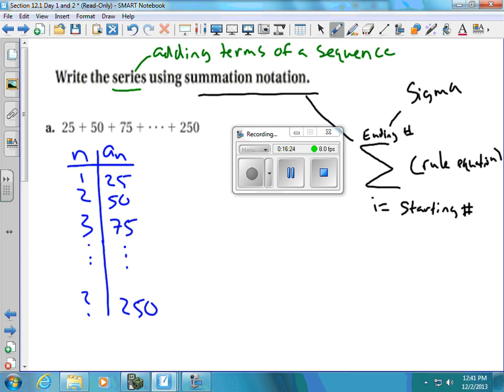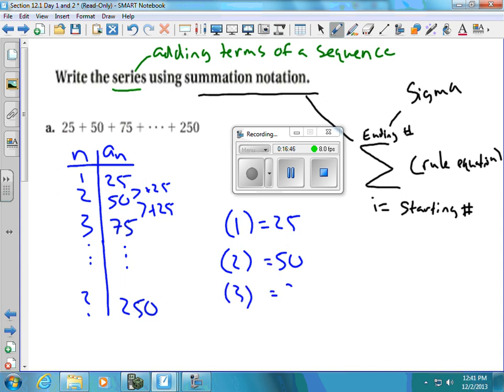Okay, so let's see what's happening here. It looks like we're adding 25 each time. Looks good to me. So the rule: we input 1, I get out 25. I input 2, I get out 50. I input 3, I get out 75. So what are we doing to go up? If we're adding 25 over and over again, that means 25 times 1, 25 times 2, 25 times 3. So our rule appears to be a sub n equals 25 times n.